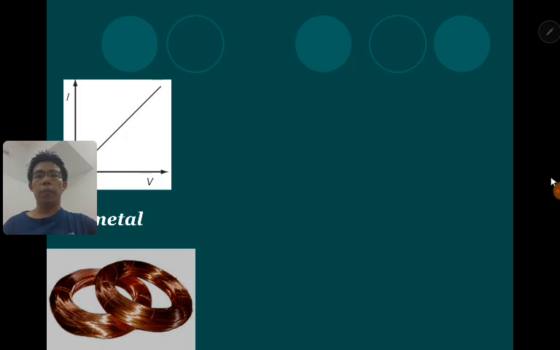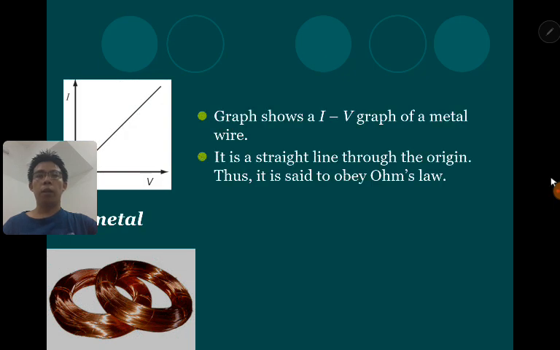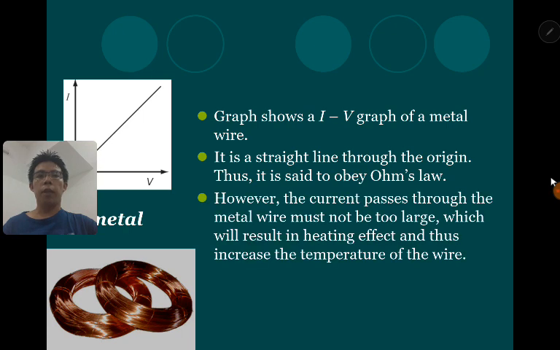So the first one, the metal conductor, is basically a straight line, as in it will obey Ohm's law, but we have to make sure that the current is not too large, because a larger current will cause a heating effect, and afterwards it will affect the resistance of it. It will increase the temperature and therefore the resistance. So we are assuming that the current is not too large, and therefore it will be a straight line that obeys Ohm's law.